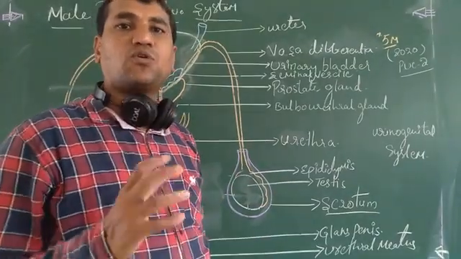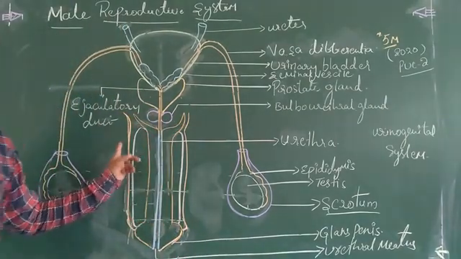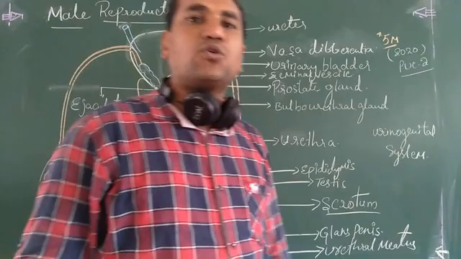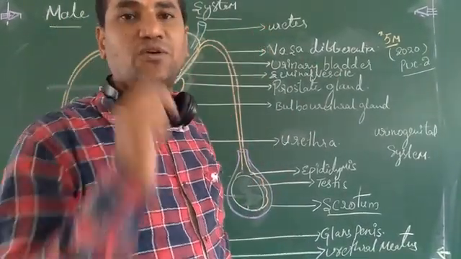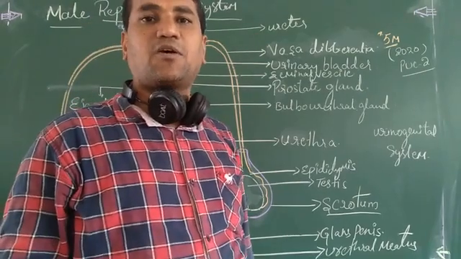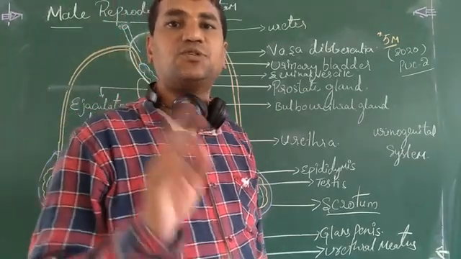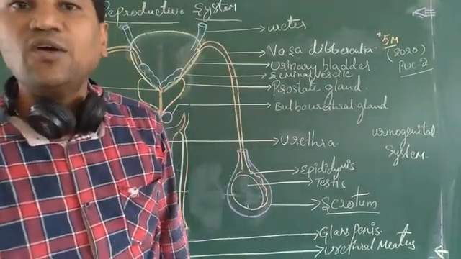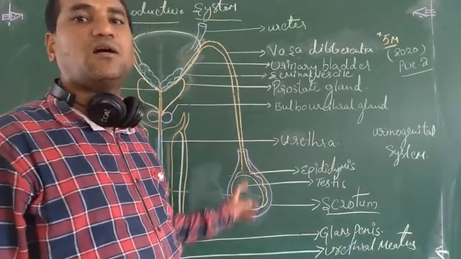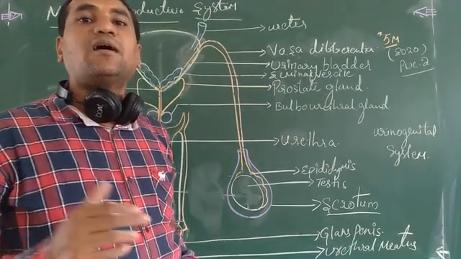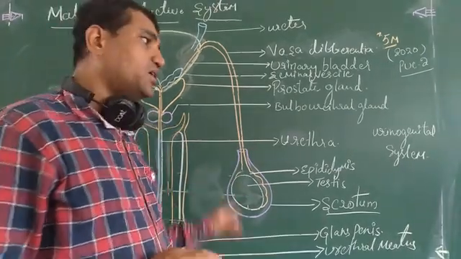You can see that the scrotum is one single structure, and the penis is approximately 20 centimeters from the urinary bladder to the urethral meatus, whereas in females it is only 4 centimeters. So the female urinary system is generally more vulnerable or more sensitive to diseases than the male reproductive system.